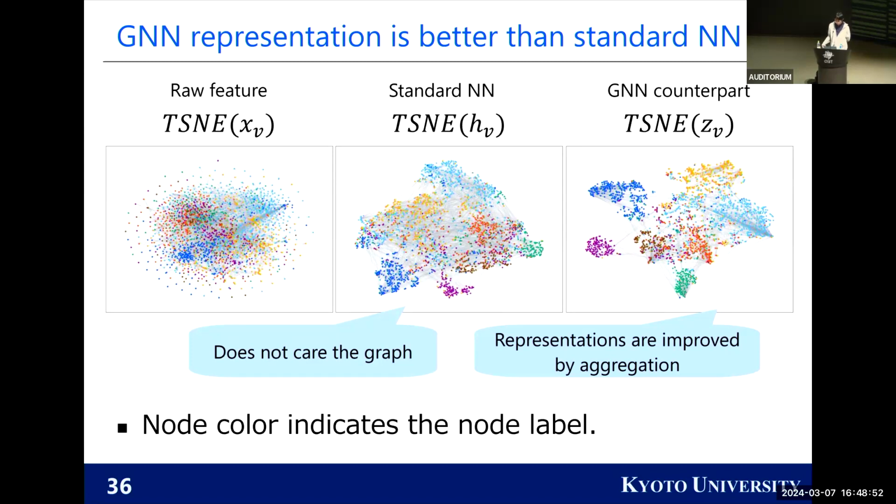And this figure shows clearer clusters, and we can see that the edges are very concentrated, and these embeddings respect the citation clusters, so that the edges do not cross their clusters. So we can see that representations are improved by the aggregation or the message passing mechanism. And be aware that the aggregation function does not have any parameters. So the number of parameters is exactly the same for the standard neural network and GNN.